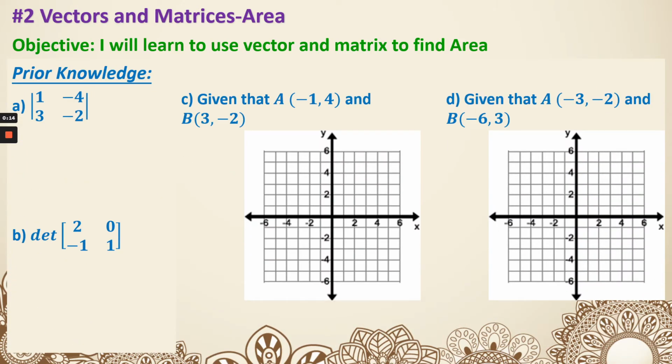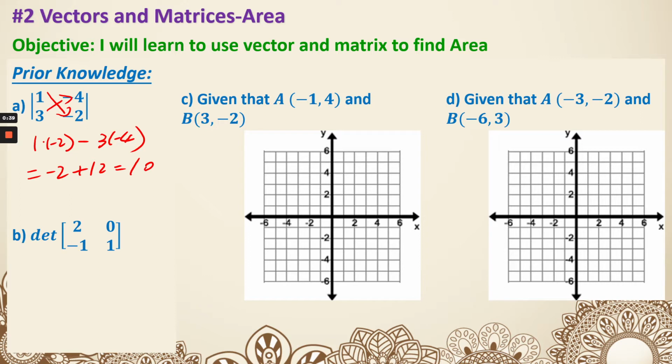So question A. That is the notation. The single bar in a matrix represents finding the determinant. So we are going to cross them. We are going to connect the diagonals, use one diagonal, subtracting the other diagonal. 1 times -2, subtracting 3 times -4. That is -2 plus 12, which is a 10.